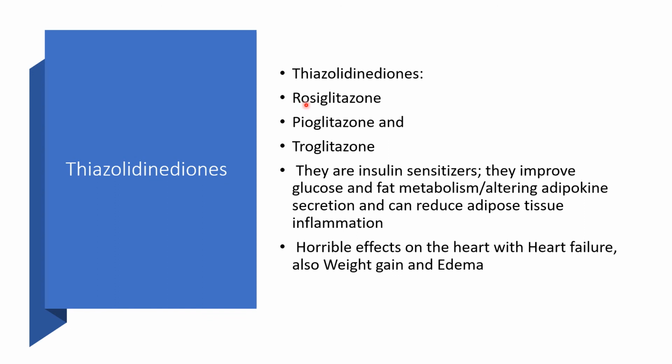Thiazolidinediones. Examples here will be rosiglitazone, pioglitazone, troglitazone. All these, the three of them, are insulin sensitizers. They improve glucose and fat metabolism, and they can alter adipokine secretion and can also reduce adipose tissue inflammation. They, however, have horrible effects on the heart, leading to heart failure, and they can also increase weight and produce edema.